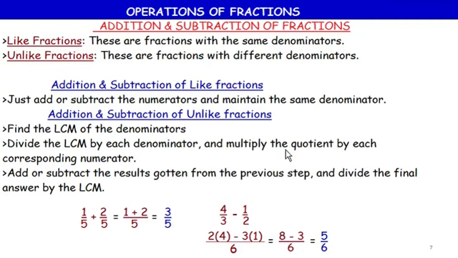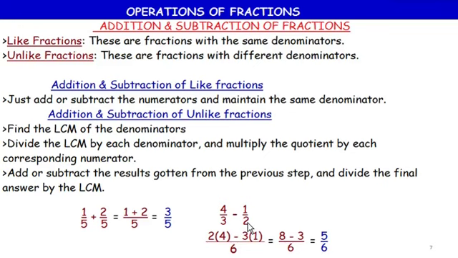And then we multiply the quotient by each corresponding numerator. So what this means is that when you pick this 3, you ask yourself, how many times will 3 go into 6, or divide 6? That is 2 times, right? Then you multiply the 2 by the numerator, which is 4. So you're going to get 2 times 4. Alright, good. You do the same for this one too.